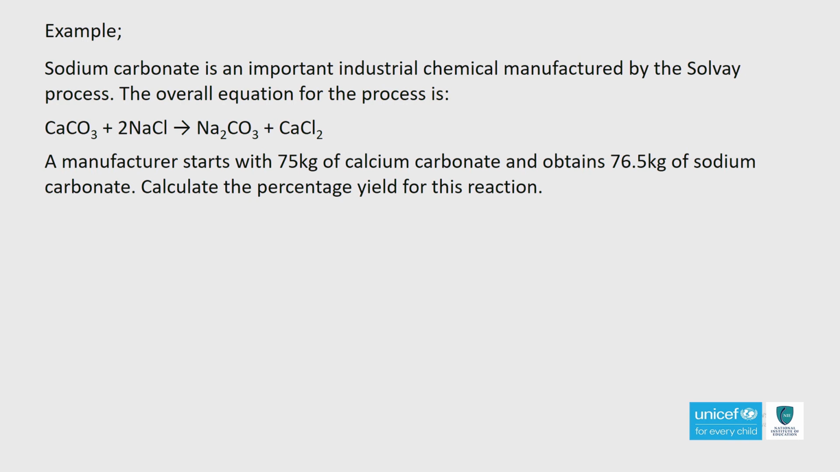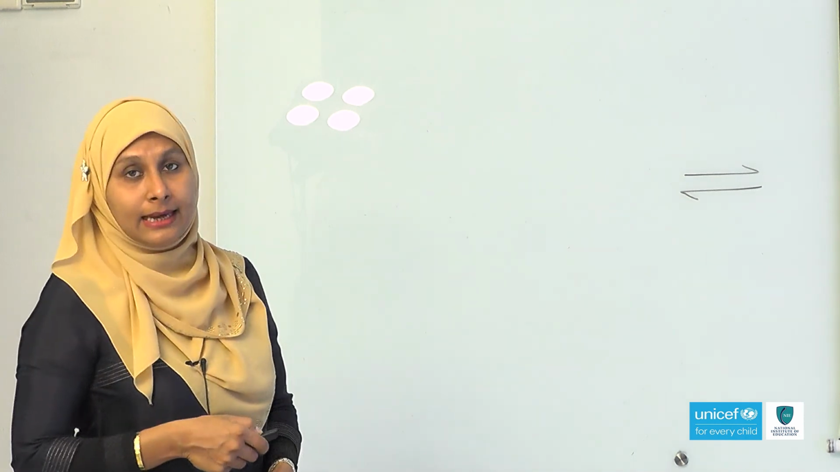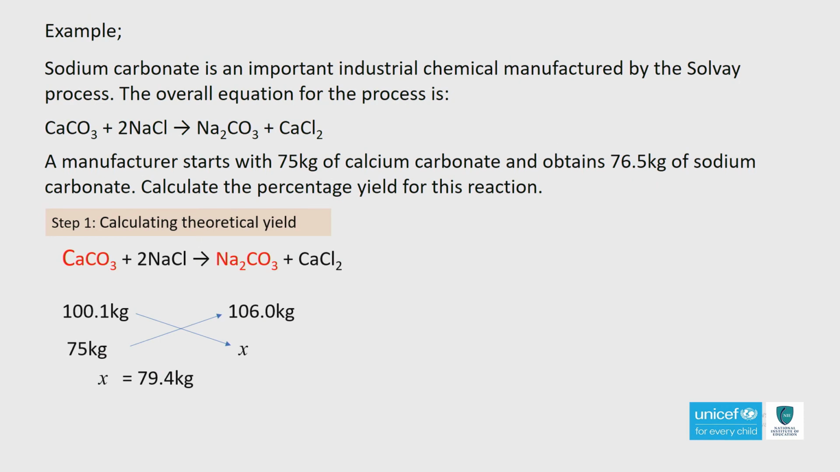In this calculation, we need to initially work out the theoretical yield, and to do that we have calcium carbonate and sodium carbonate in question. I have taken the masses directly from the equation. Working out the amount of calcium carbonate, calcium from the periodic table is 40 plus 12 plus 16 times 3, because there are 3 atoms of oxygen, that gives us 100.1 kilograms.